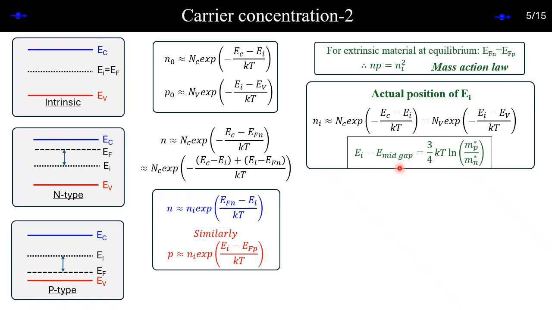It actually tells you that this EI is not at the mid gap. It will be at the mid gap if the effective masses are the same. But if they are slightly off, then EI will not be at the mid gap. It can be slightly shifted, even for an intrinsic semiconductor. Yes, EI is for the intrinsic semiconductor, and it is slightly shifted because of MP and MN.